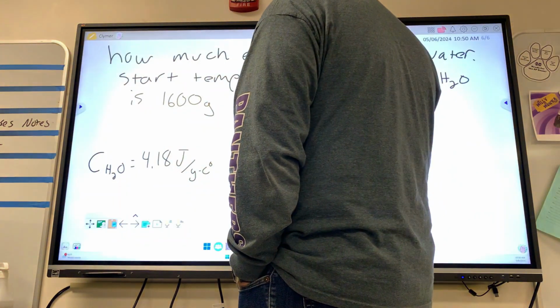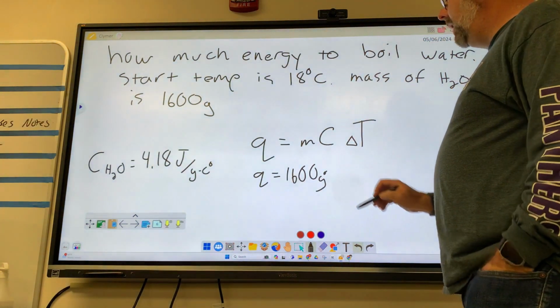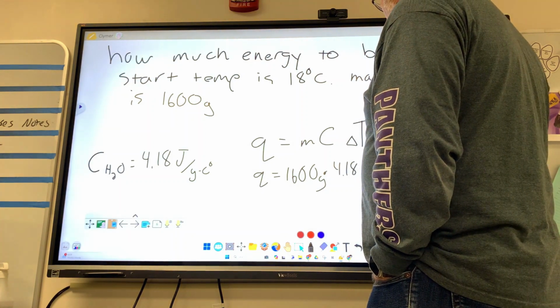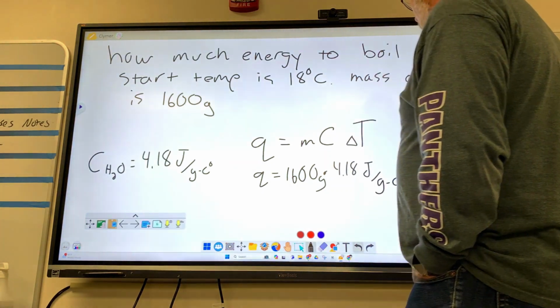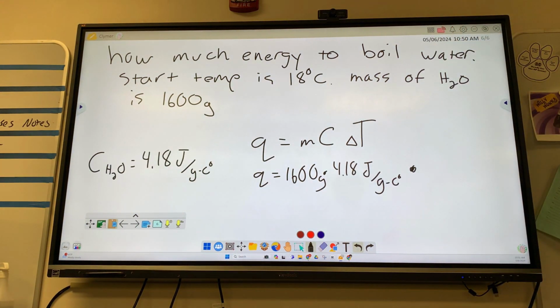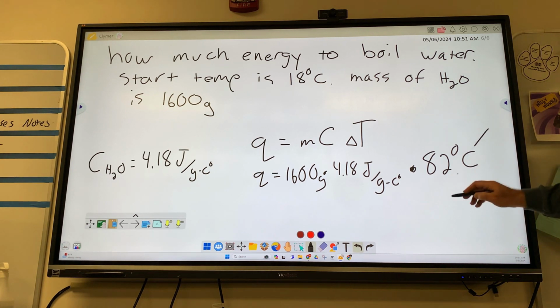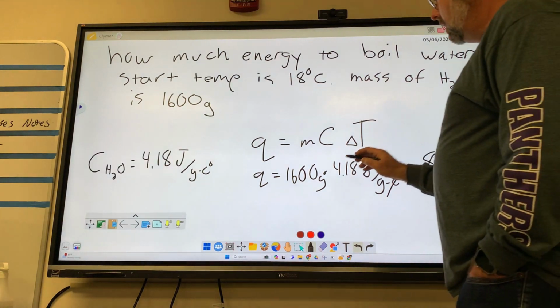What's our C? Did you get it right? And what is our delta T? So there is a reason the unit for C is so weird. The unit for C is joules divided by grams times Celsius, degrees. That cancels out. Degrees Celsius cancels out. Grams cancels out, and you're left with joules.